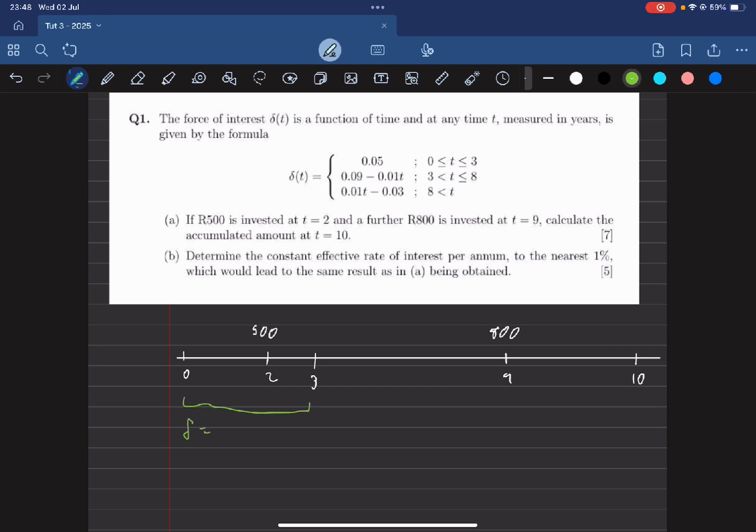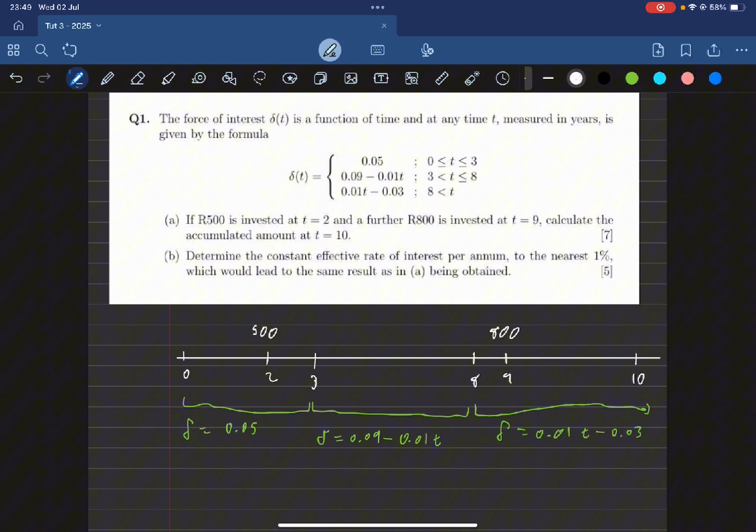our force of interest is going to be 0.05. Okay. And then from 3 to 8, that's going to be our force of interest. So this will be 8. So in this period, our force of interest is going to be 0.09 minus 0.01 t. And then from 8 onwards, it's going to be this force of interest. So it's going to be 0.01 t minus 0.03. Cool. So that's our timeline all sorted.